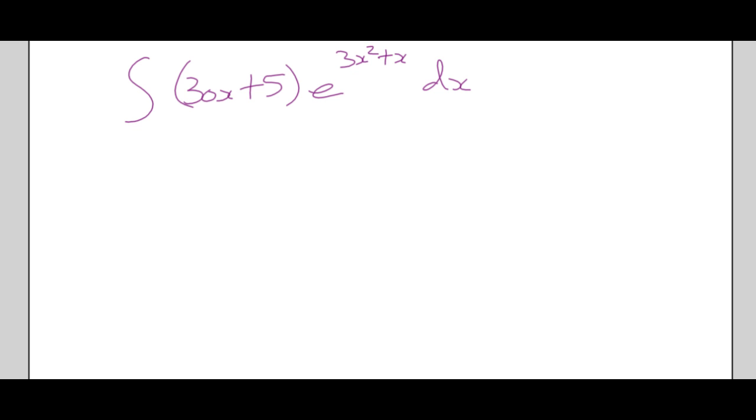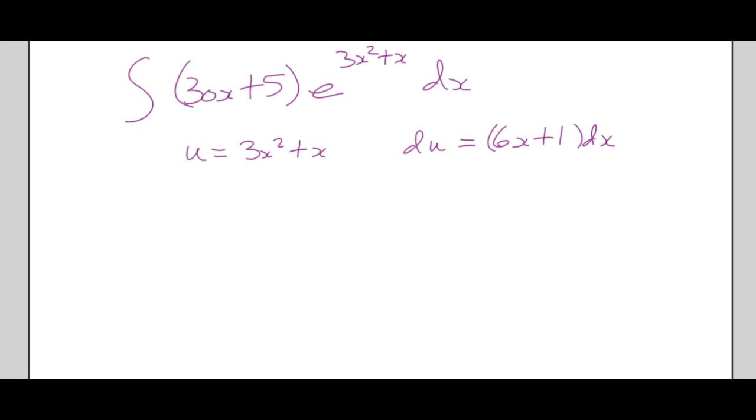Okay, so we have the integral of 30x plus 5 times e to the 3x squared plus x dx. So what's our inner function? 3x squared plus x. Now, there's a problem there, right? Because the derivative of that is 6x plus 1. Oh, okay, but we got 30x plus 5, that's okay. We can turn a 6x plus 1 into a 30x plus 5, right? So we just start off by saying, okay, u is 3x squared plus x, which leads to du is 6x plus 1 dx.